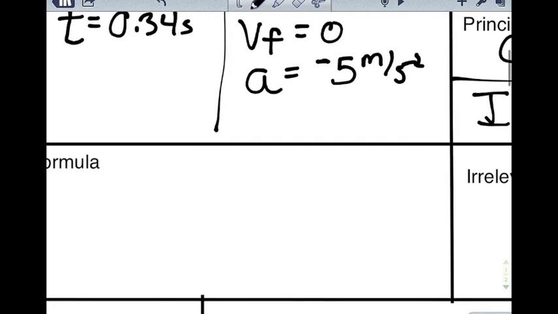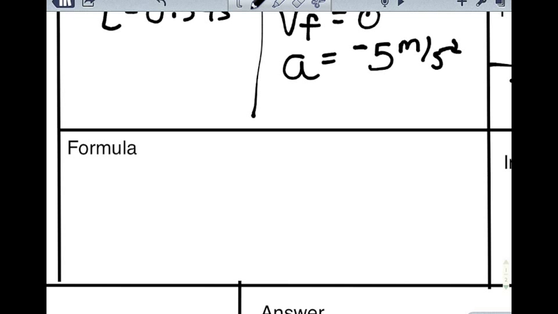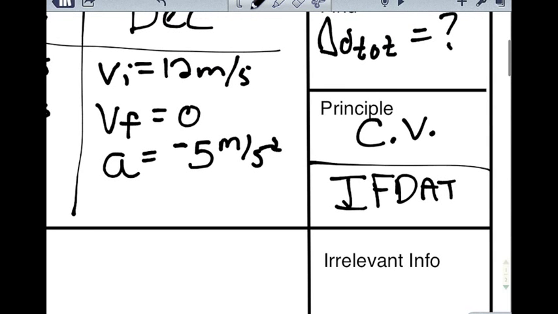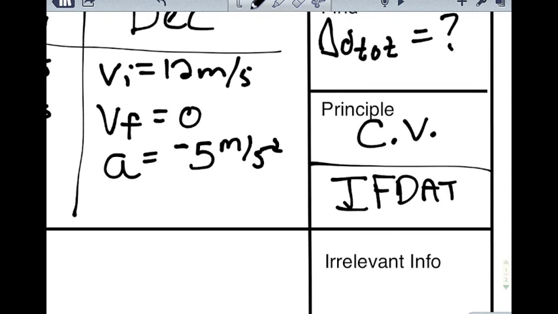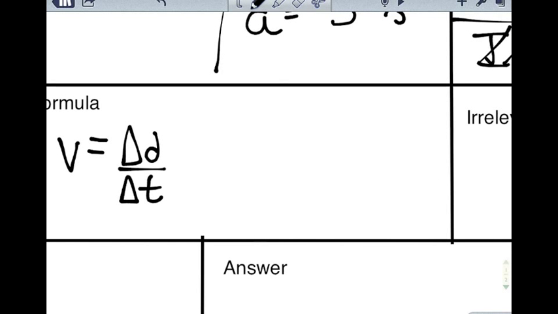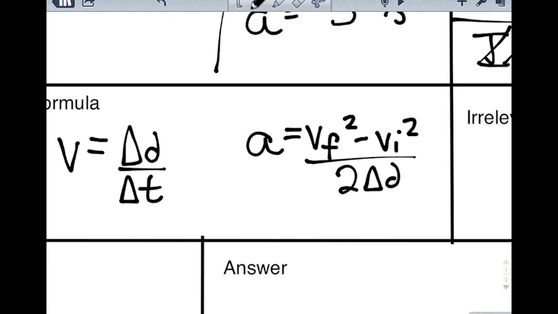Whenever we take a look at constant velocity, the equation that we use is v equals delta d over delta t. And when we do if that, we can take a look at here and say, okay, I'm trying to solve for a displacement. I know that I have an initial velocity and a final velocity, and I also have the acceleration. So the equation that doesn't have time in it at this point is the one that we're looking at for this section, a equals vf squared minus vi squared over 2 delta d.